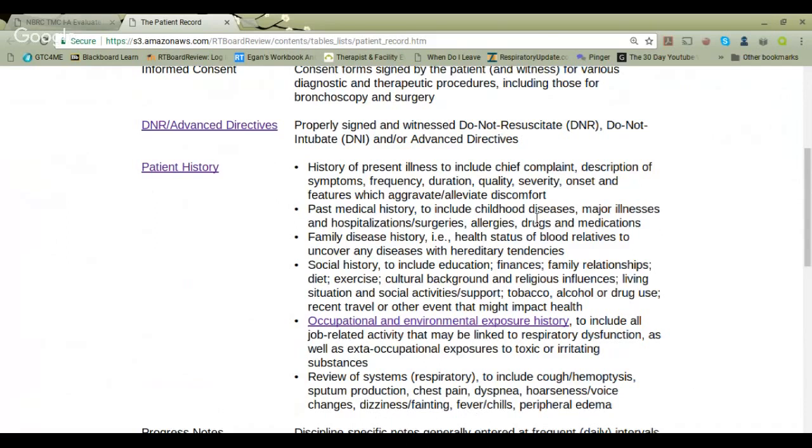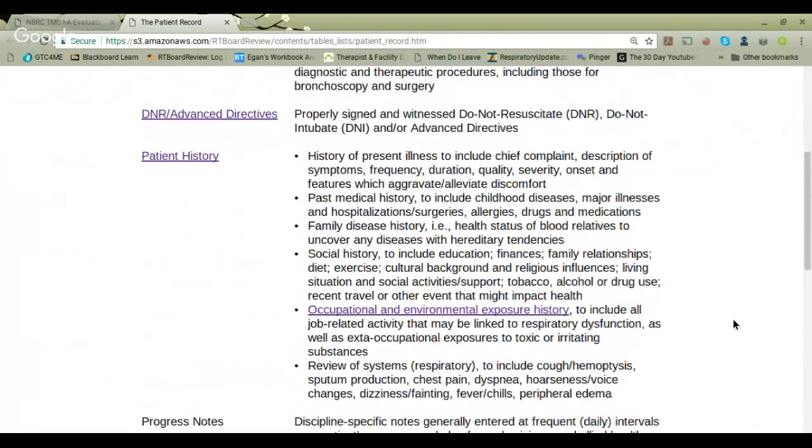So patient history includes chief complaint, past medical history, family disease history, social history, which is drug abuse and other things, occupational and environmental exposure history, and the review of their respiratory system, like if they're coughing and things like that. So that would be a good question.